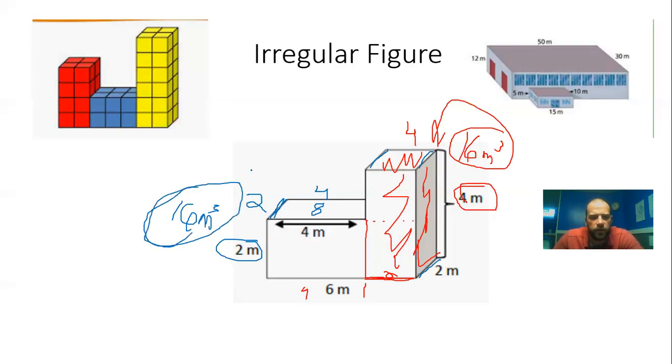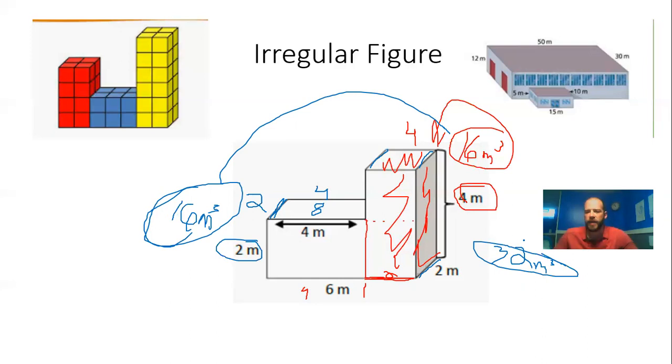So now all I have to do, oh, check that out. They're the same. I just have to add those two bad boys together. What's 16 plus 16? 32. So the entire thing has a volume of 32 cubic meters. And hopefully you write better than I write with a mouse. And that's all you do for irregular figures.